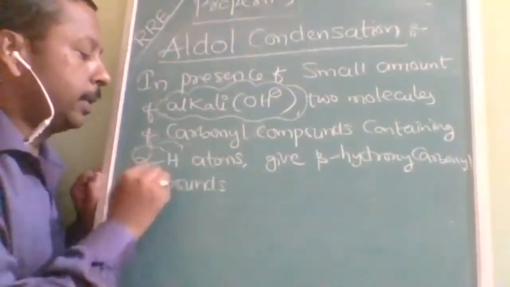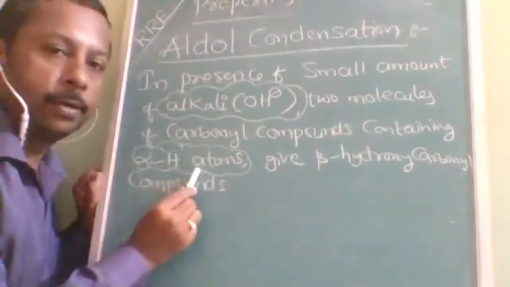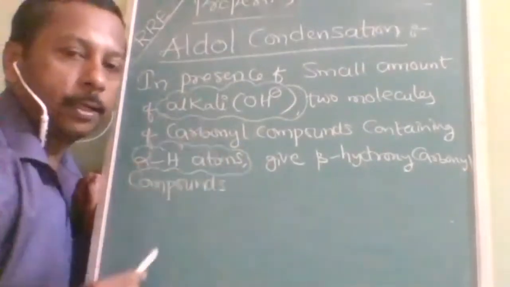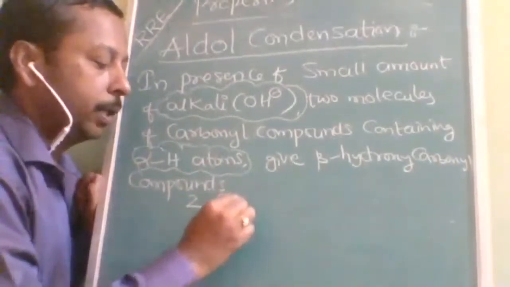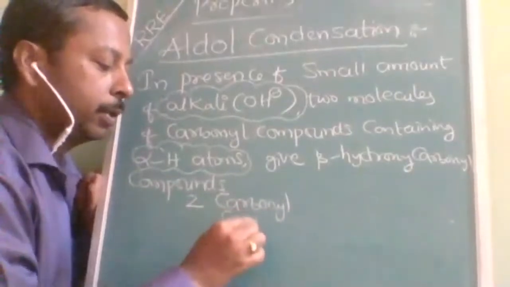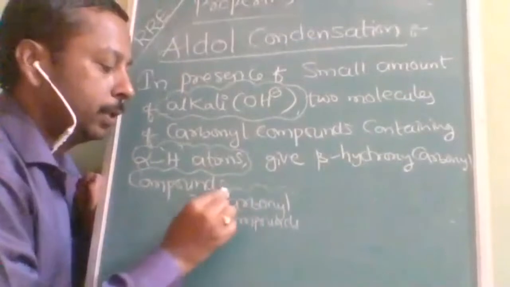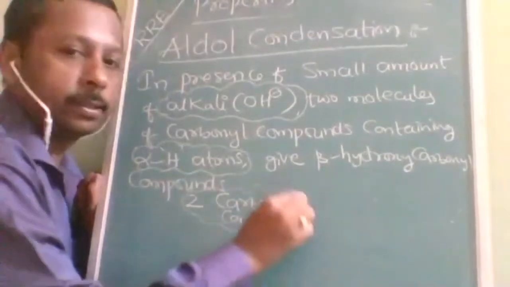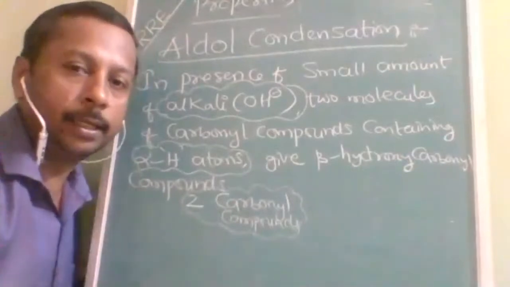The second condition is alpha hydrogen atoms. So there should be alpha hydrogen atoms, and there should be alkali. Then what happens? 2 moles of carbonyl compound. How many moles? 2 moles of carbonyl compound. You have to be very careful. Here I am using carbonyl compound, which means this reaction is shown by both aldehyde and ketone.